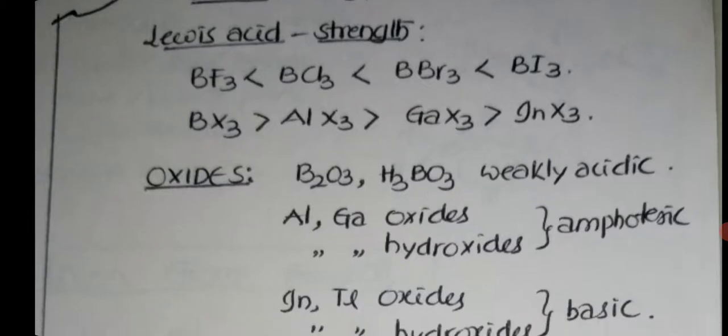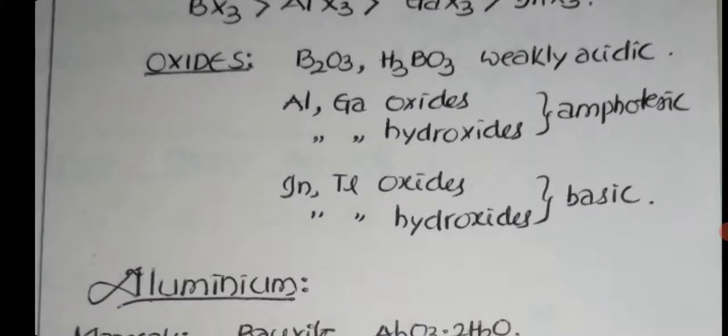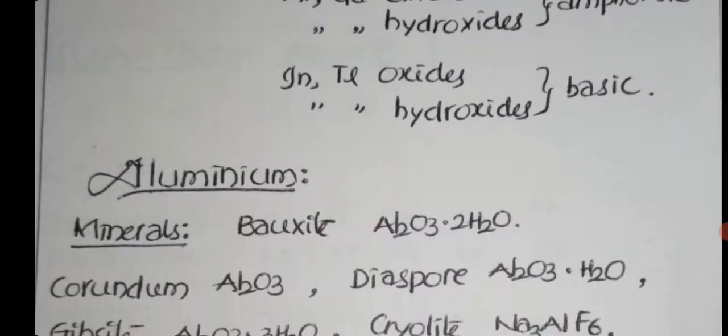BX3, AlX3, GaX3, InX3. Oxides, B2O3. B2O3 is weakly acidic. It is H3BO3 acid, boric acid. Aluminium, gallium oxides and hydroxides are amphoteric. Indium, thallium oxides and hydroxides are basic. So down the group the basic nature increases, down the group the metallic nature increases. Boron oxides and hydroxides are acidic, aluminium oxides and hydroxides are amphoteric, indium and thallium basic.